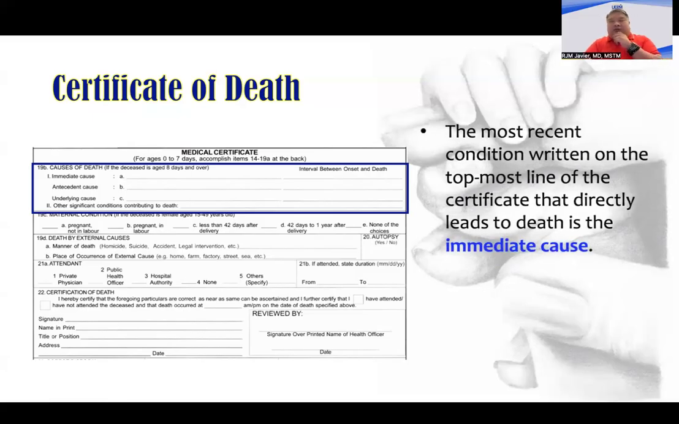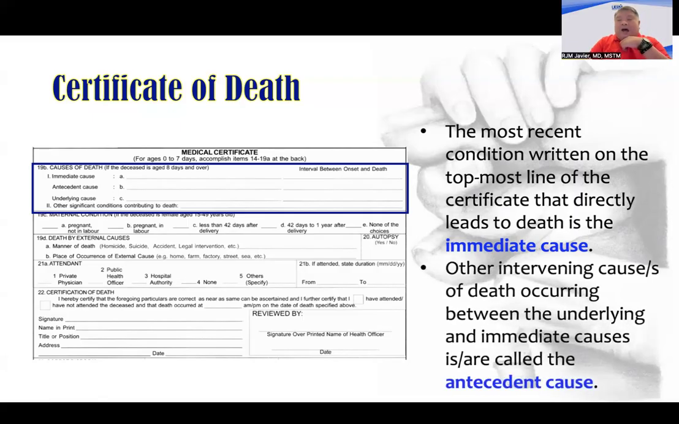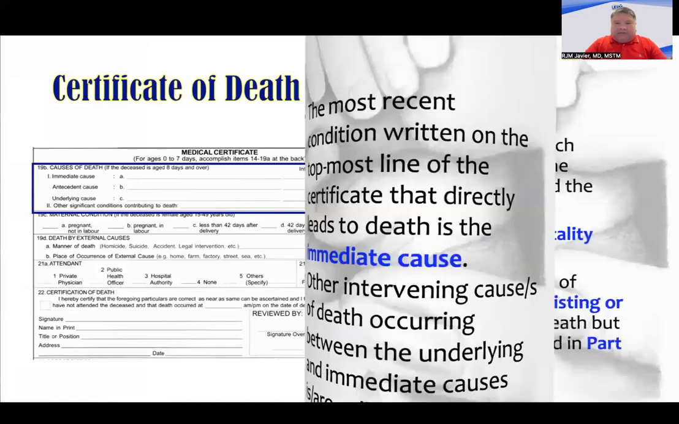The most recent condition written on the topmost line of the certificate that directly leads to death is what we refer to as the immediate cause of death. Other intervening causes occurring between the underlying and immediate causes are all called antecedent causes. Now, when we talk of death registries, health authorities would use the immediate cause of death. I'm sorry, I'll skip that first.